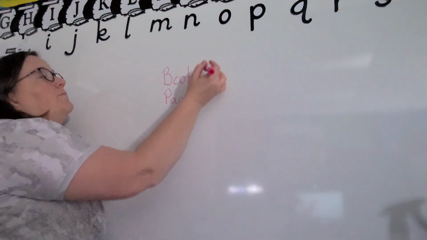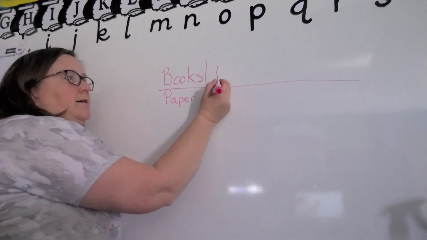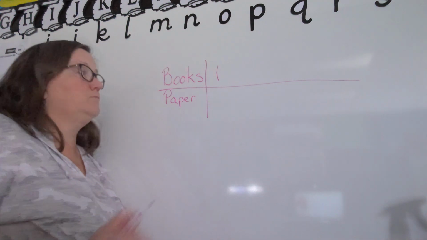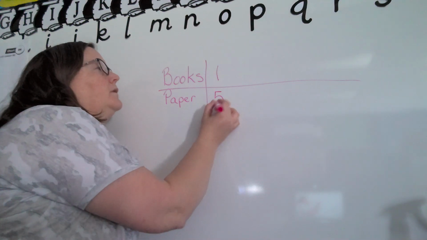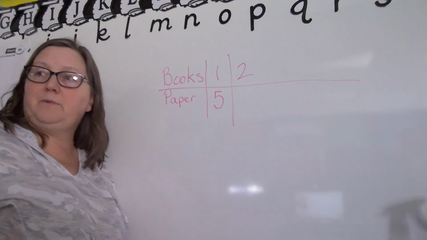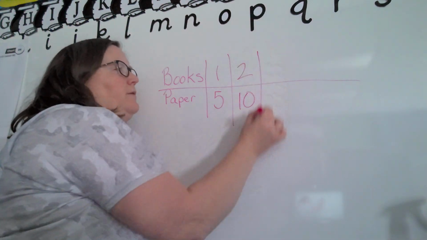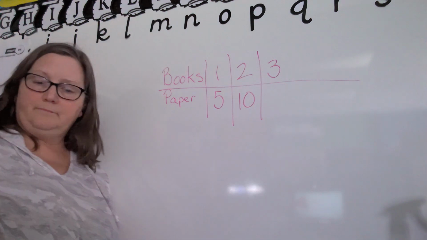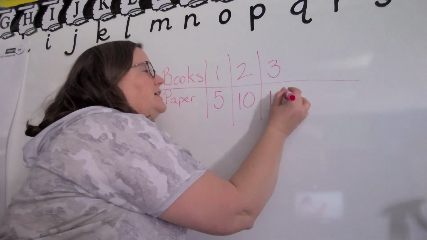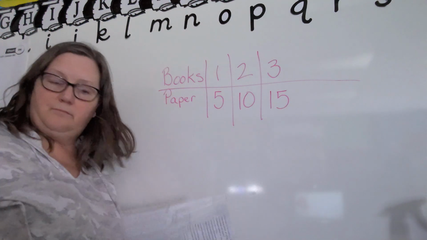Okay, so it gave us the information that if there's 1 book, how much paper do we need? 5. We need 5 pieces of paper. So what if I wanted to make 2 books? How much paper would I need? I'd need 10 pieces, 5 for each. Well, what if I wanted to make 3 books? Then you'll need 15. Okay, I'm going to pause right there, and you can make your table.